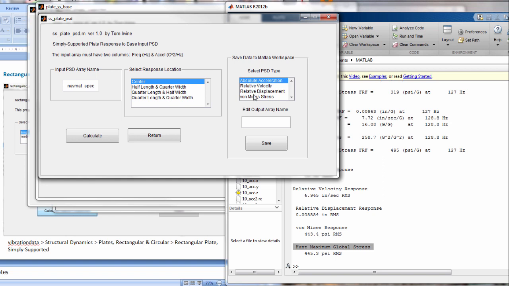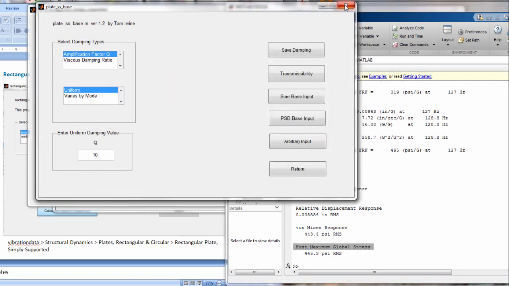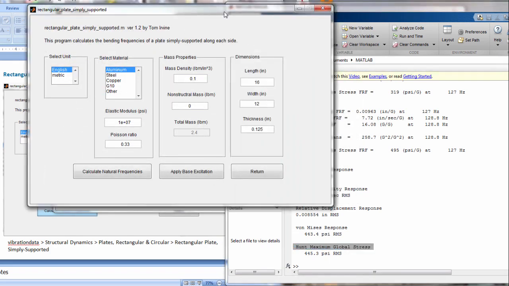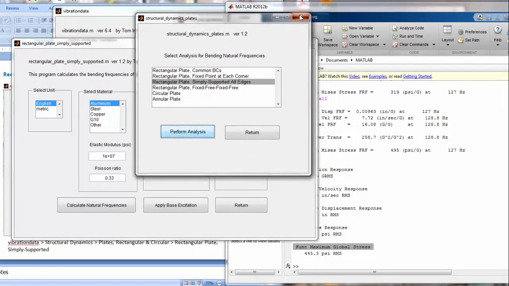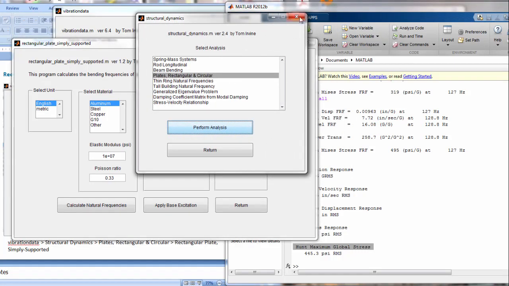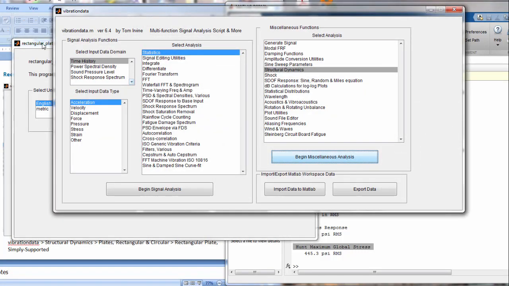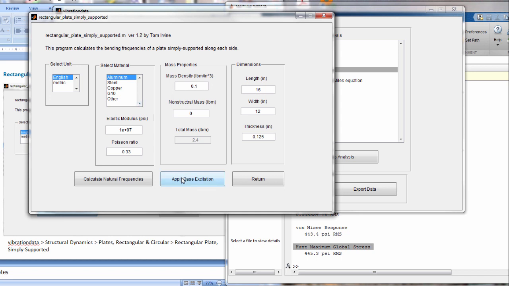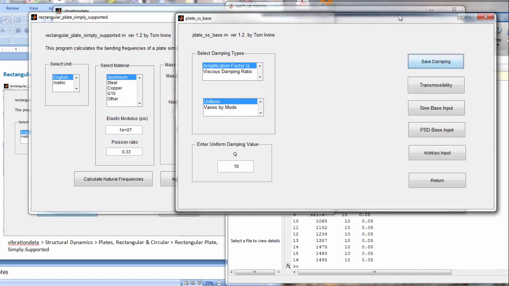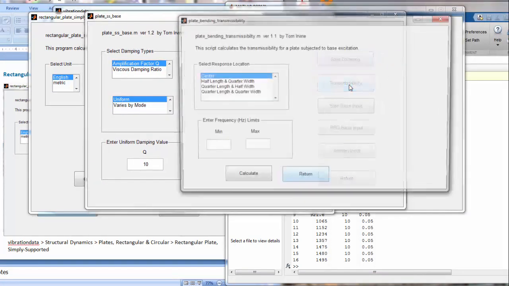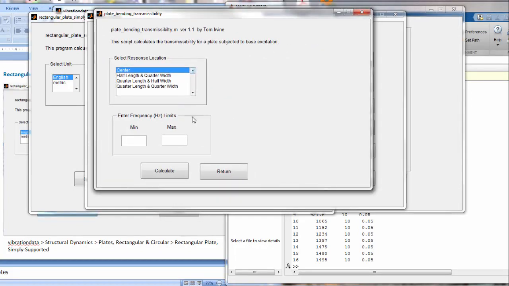And if we wanted to, we could save these other metrics. And I just remembered something that I wanted to show you. So let's go back to, if I can find it. Okay, I may have closed out the window. Let's go to apply base excitation. We're just doing a little backtracking here. Going to save the damping, Q equals 10 as before. Let's go back to transmissibility because I want to show you something here.